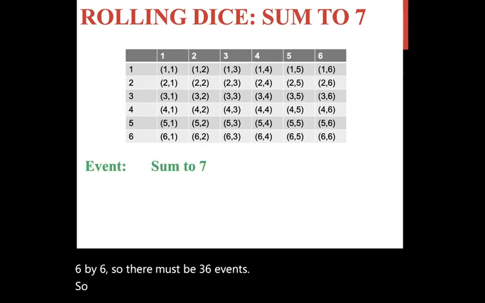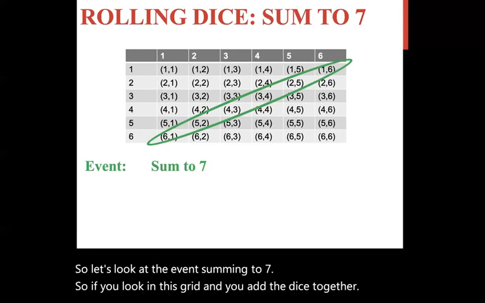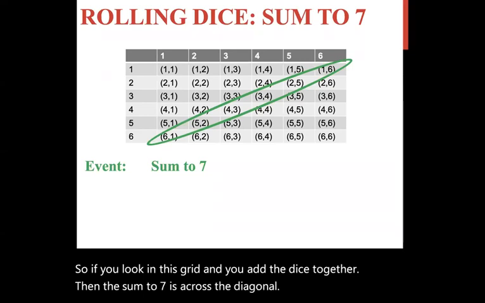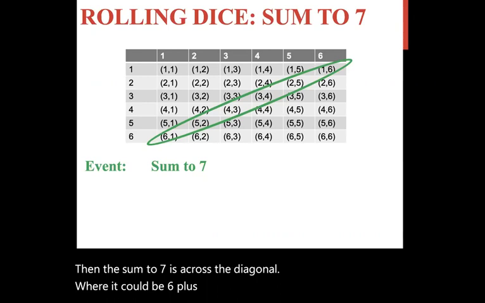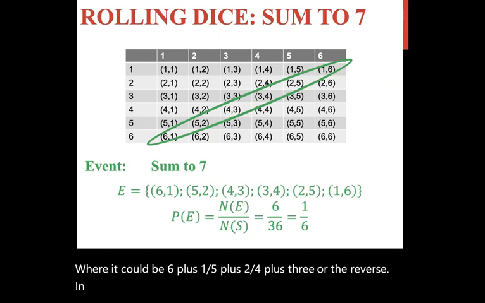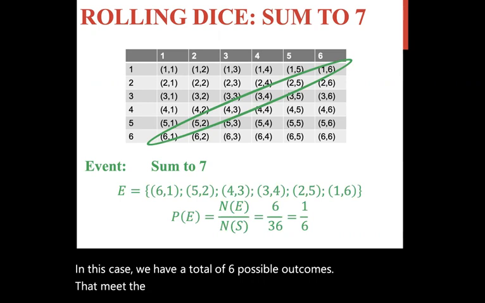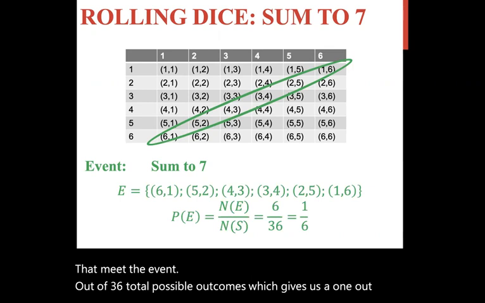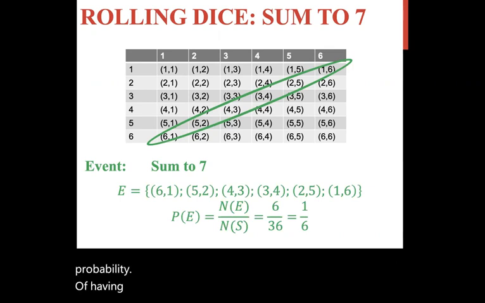So let's look at the event summing to 7. If you look in this grid and you add the dice together, then the sum to 7 is across the diagonal, where it could be 6 plus 1, 5 plus 2, 4 plus 3, or the reverse. In this case, we have a total of 6 possible outcomes that meet the event out of 36 total possible outcomes, which gives us a 1 out of 6 probability of having dice that sum to 7.